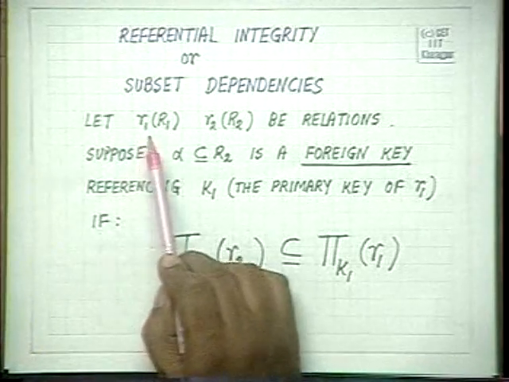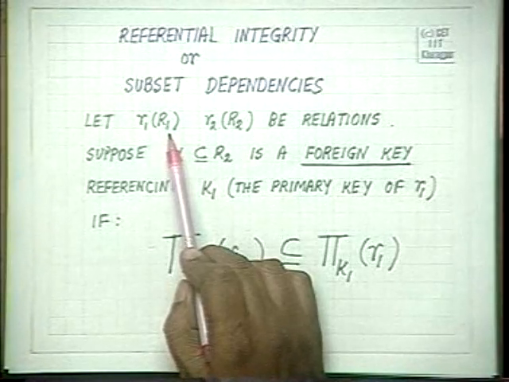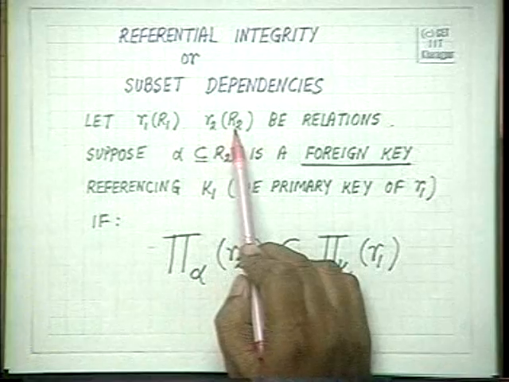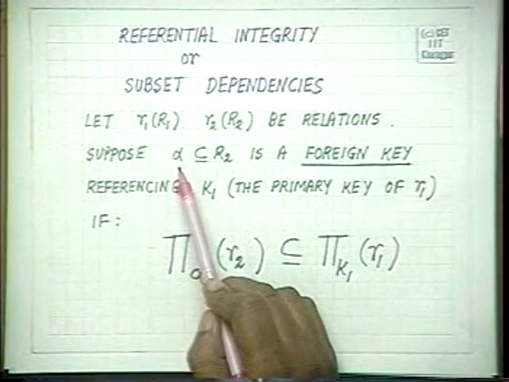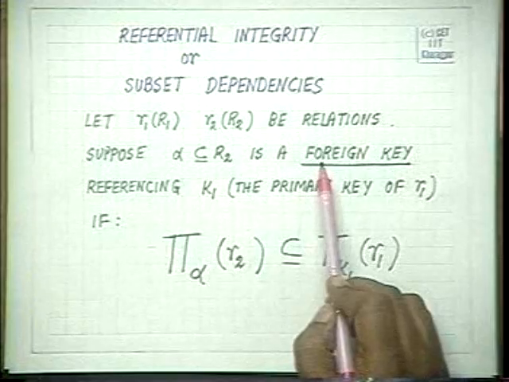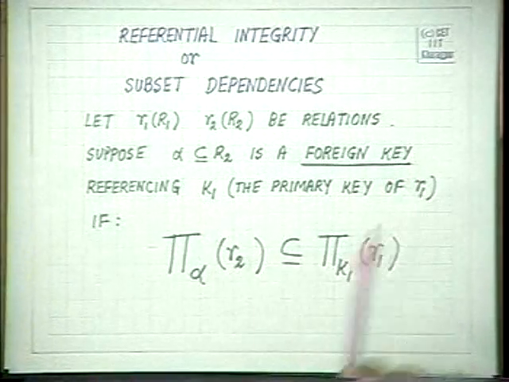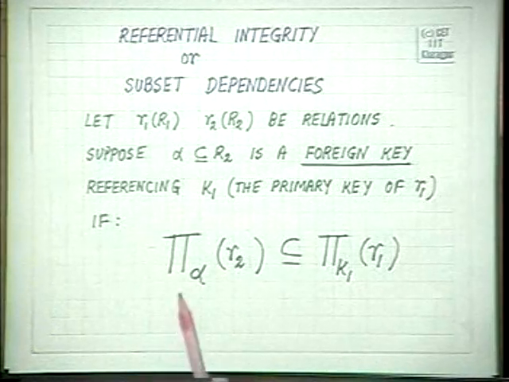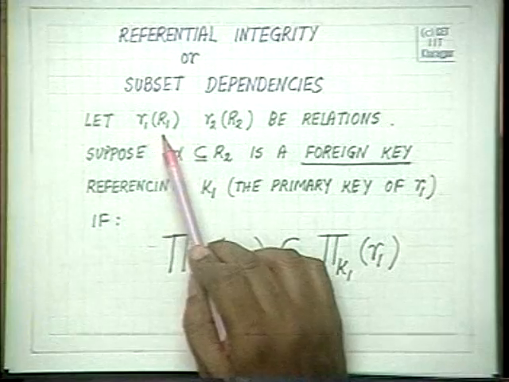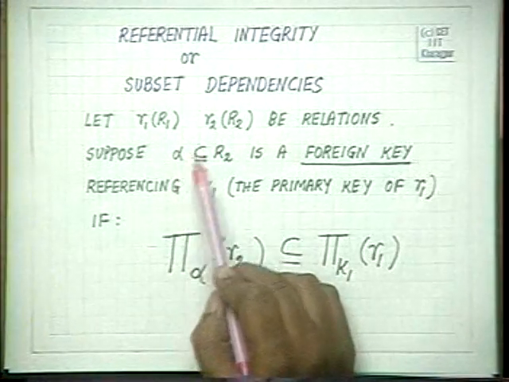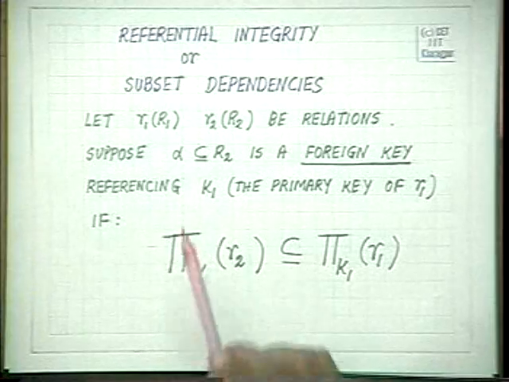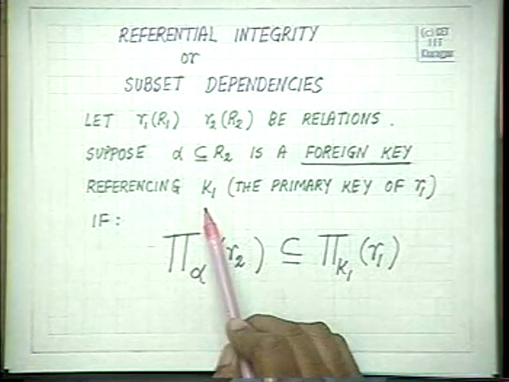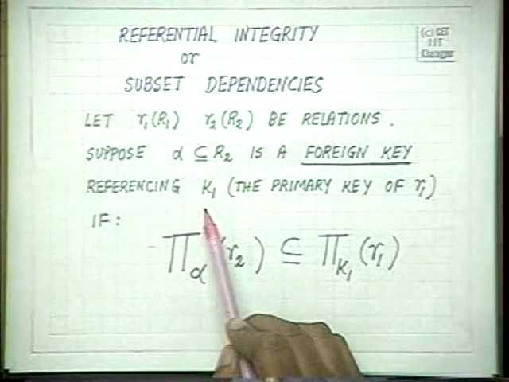Formally we say, let R1, this is the relation name, and capital R1 is its relation scheme or the set of attributes, and R2 with capital R2 be two relations. Suppose alpha, which is a subset of the attributes of R2, is a foreign key referencing the primary key of R1. That is, we have got two relations, R1 and R2, and alpha is a subset of the attributes of R2, and it is a foreign key of R1. Since it is a foreign key referencing R1, it must reference the primary key. It is sufficient to reference the primary key instead of all the attributes.